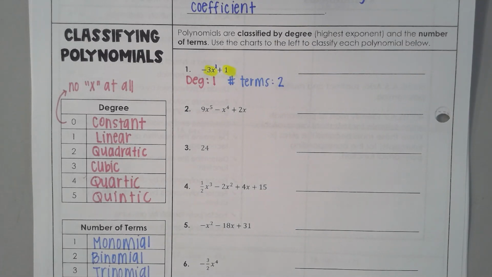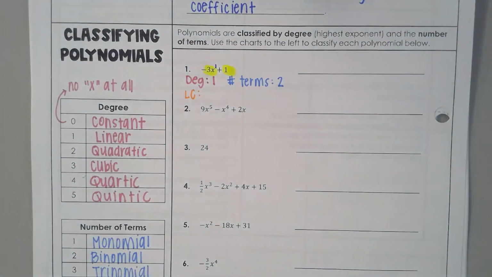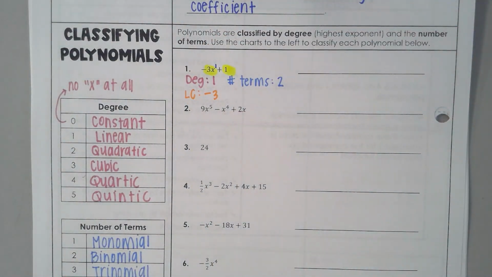And then I also want you to label the leading coefficient. What number is in the very front? Negative 3. So my leading coefficient is negative 3.